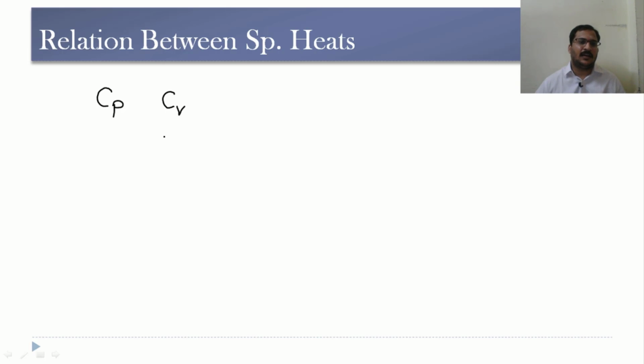See, for liquids and solids, the specific heats at constant pressure and constant volume will be almost the same for liquids and solids. Whereas for gases, there is a significant variation in specific heat at constant pressure and specific heat at constant volume.